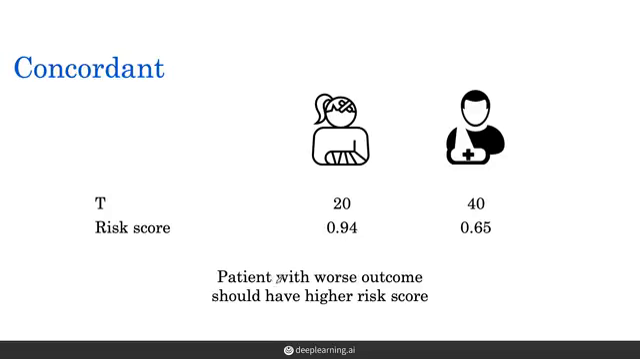Concordance was the idea that the patient with the worst outcome should have a higher risk score. And now we can think about, in time to event problems, what does worst outcome mean? A worse outcome would be if a patient had an event earlier. So for example, if this patient had an event at time 20 months and this patient had an event at time 40 months, the worst outcome was for the patient who lived a shorter amount of time. And so for this patient, we should have a higher risk score. So this would be a concordant pair because it does follow this rule.